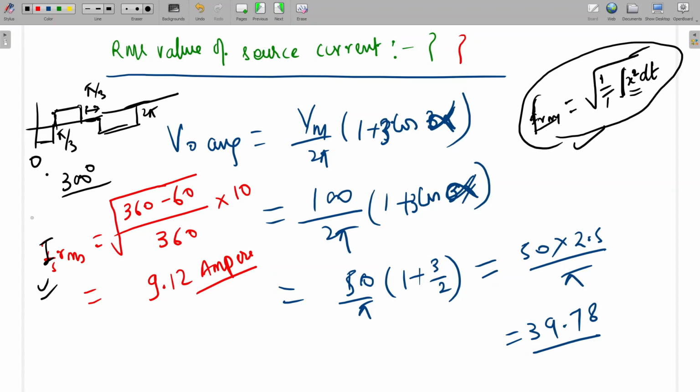So shortcut formula is you can directly subtract the 0 part. So 360 minus 60 divided by 360, under root, into 10. And you can verify the final answer. So final answer will be 9.12 ampere.